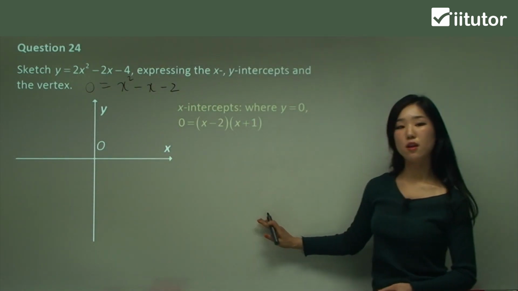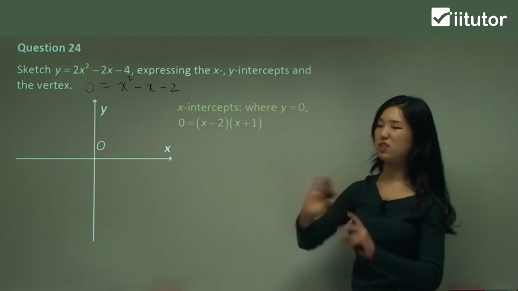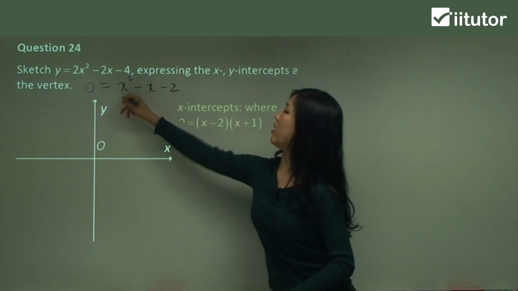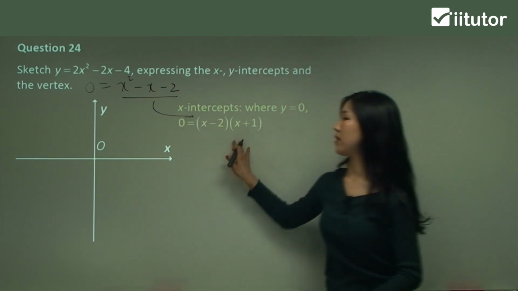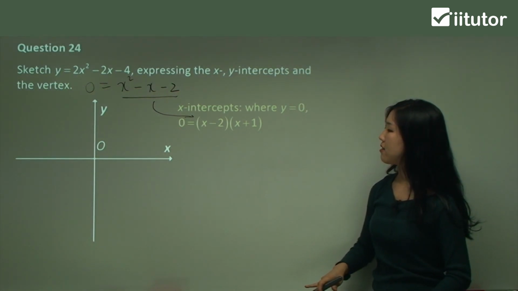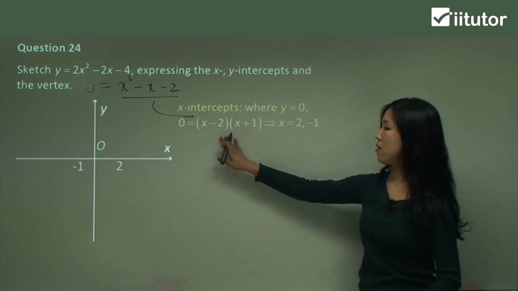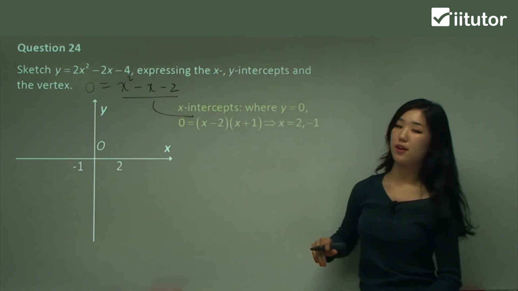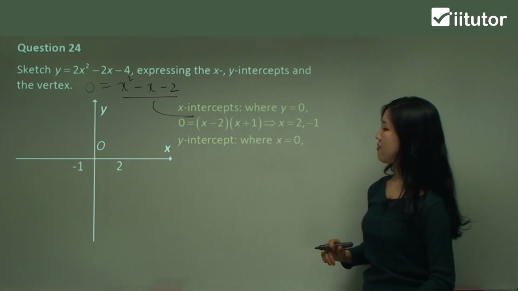Do you see what I mean? If I let it be equal to 0, you can just divide everything by 2. And then this one gets factorized into something like that. Okay, easy factorizing. And what's x? X is simply positive 2 and negative 1. Plot it all in. Now, I need to find my y-intercept.